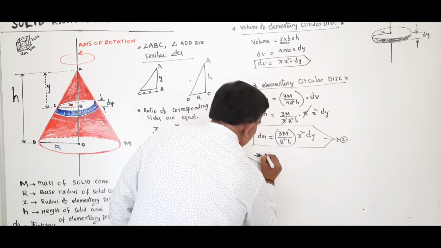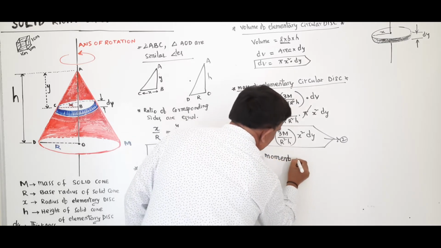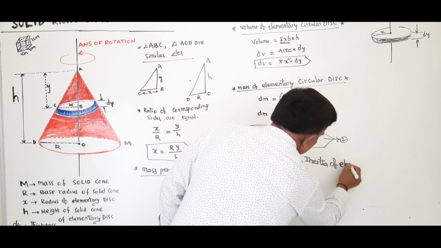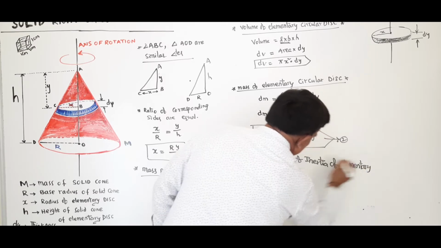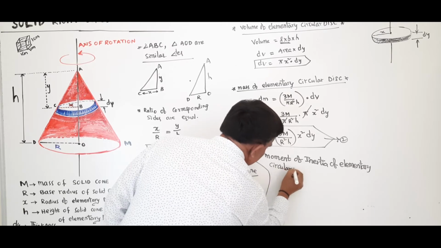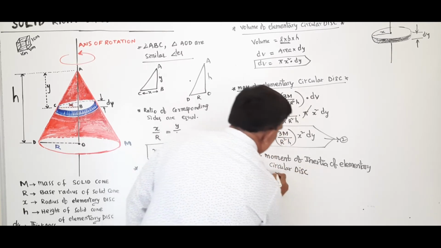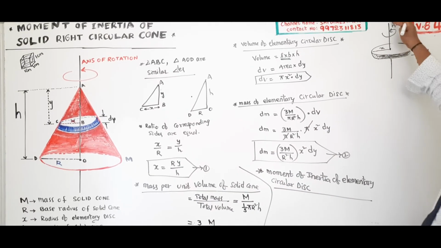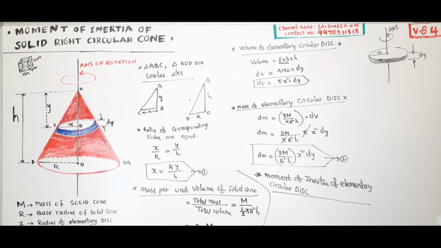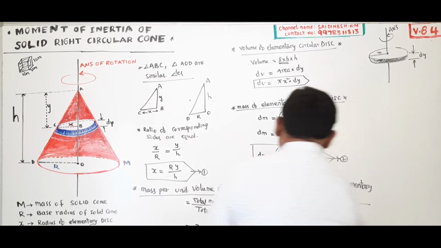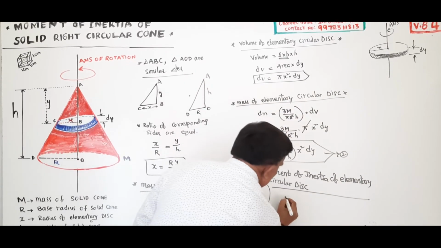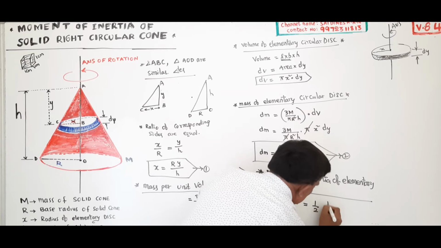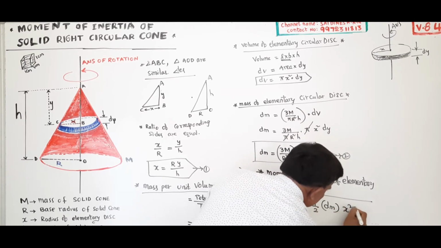Then the moment of inertia of the elementary circular disk. Now the axis is passing through the center of the disk and the plane of the disk is perpendicular to the axis of rotation. Then moment of inertia is equal to half m r square. Here it is the small elementary disk, its moment of inertia dI is equal to half into dm into x square.